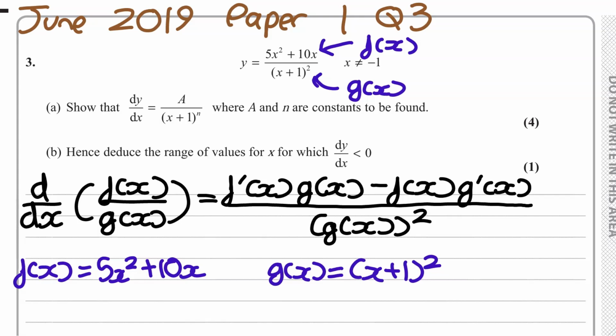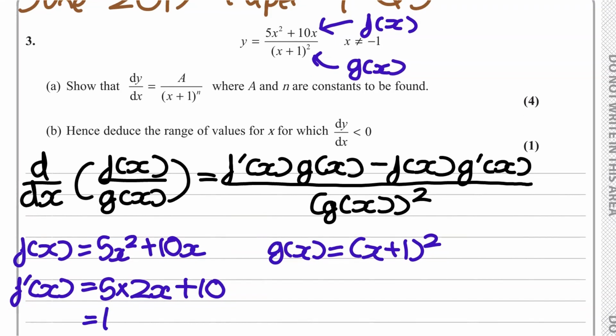So we need to get f dash of x and g dash of x. So we start with f dash of x. This is going to be equal to 5 multiplied by, and if you differentiate x squared, it's equal to 2x, and then if you differentiate 10x, it's equal to 10 like this here, and then 5 times 2 is 10, so this is going to be 10x plus 10 like this here.